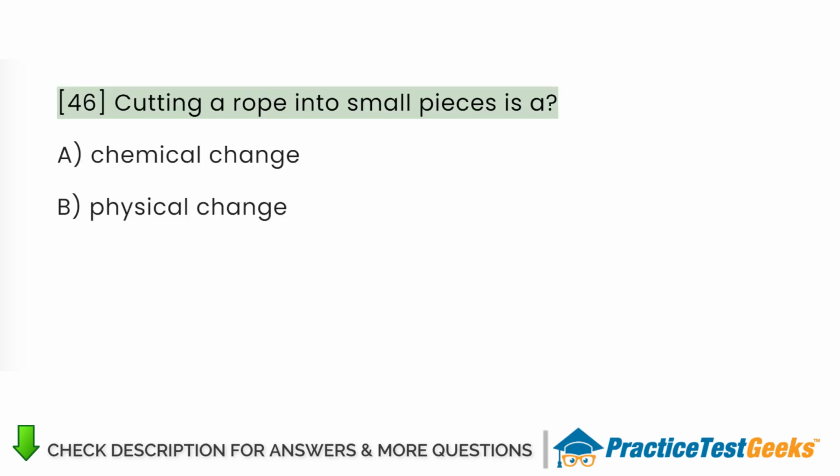Cutting a rope into small pieces is A. Chemical change. B. Physical change.